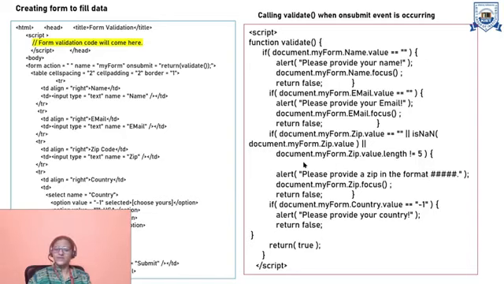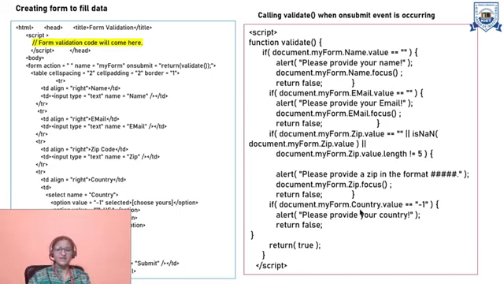Or if its length is not equal to 5, if any of the situations matches, because this symbol is for "or". If either of the conditions matches, the alert box will appear with the message, please provide a zip in the format like this, and the focus will move there. It will not proceed and it will return false.